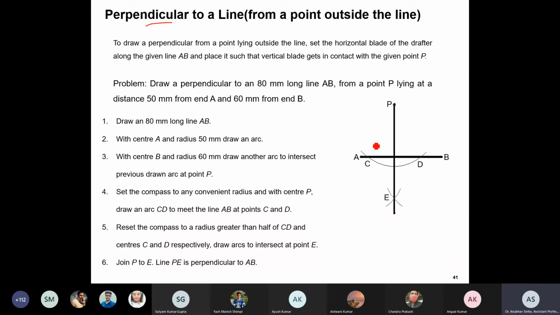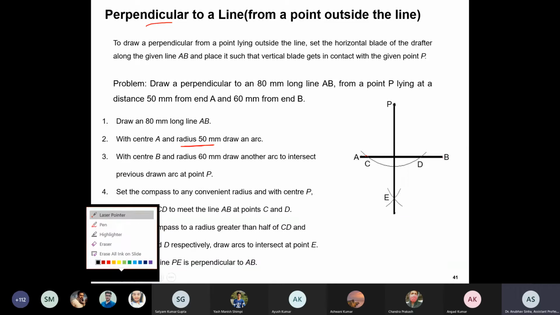From A as a center, I'll draw one arc like this for 50 mm radius. From B, I'll draw another arc which is 60 mm radius. It will intersect at P. Similarly, from B I will draw here and here both, and from A here and here both. You just join this and you'll get the line PE. Okay, now what you need? Sorry, let me repeat everything once more. I did a mix up.